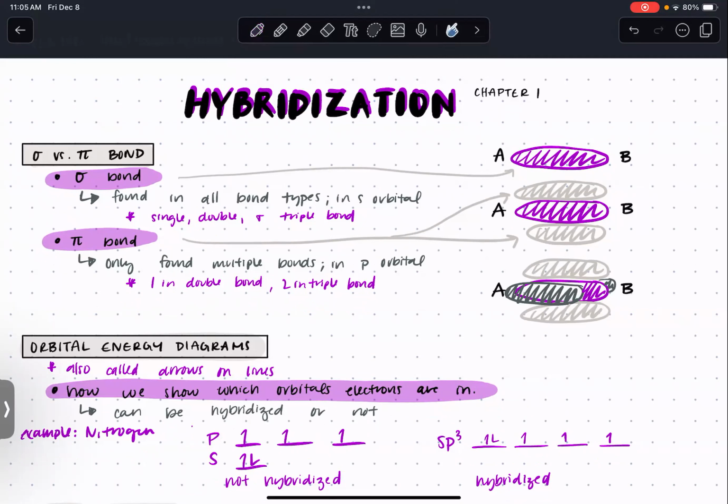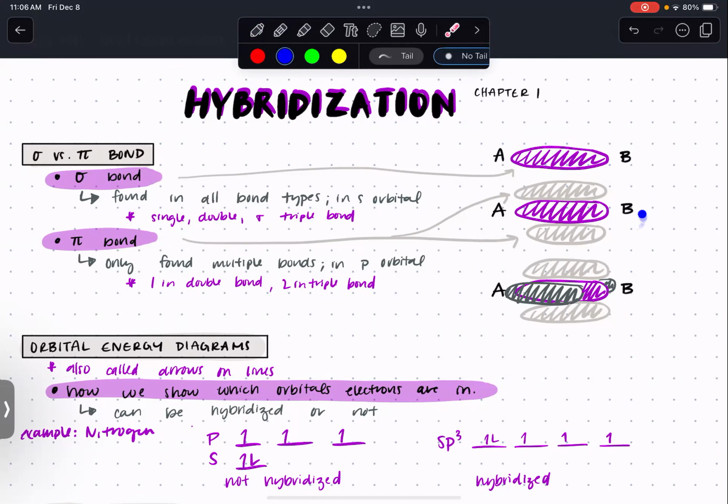So if we look over here on the side, this first line is a single bond, and it only has a sigma bond in purple. The one right below it is a double bond. We still have our sigma bond in purple, and then our pi bond is above it and below it in gray. And then with the triple bond, we get the sigma bond in the middle, the first pi bond on the top and the bottom, and then the second pi bond on the front and the back side.